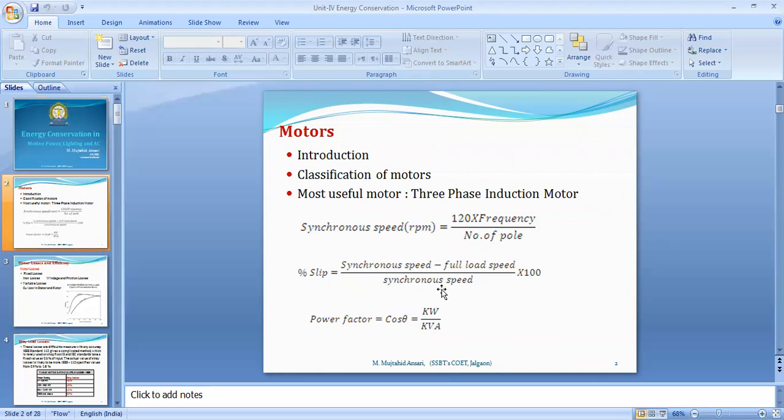motor classification, most motors are the three-phase induction motor which we have discussed. The synchronous speed is equal to 120 f upon p. It's quite simple because we have already learned it, but we'll take a review. Slip is nothing but the difference of synchronous speed and rotor speed, expressed in percentage. So it is the percentage slip, and power factor is the ratio of kilowatt active power divided by the apparent power.